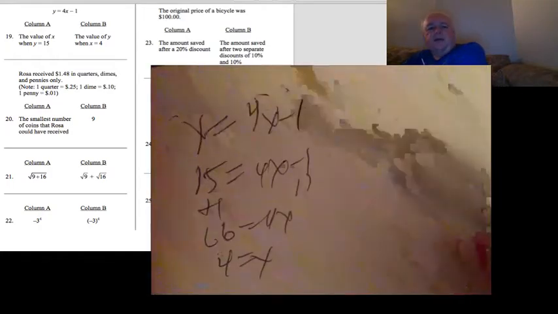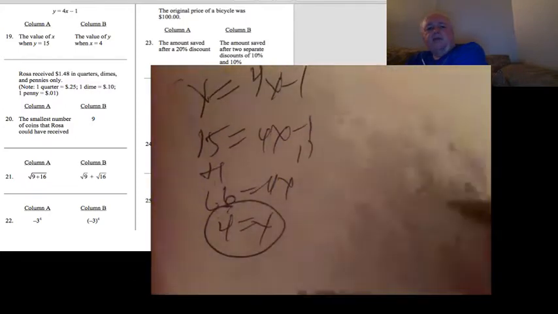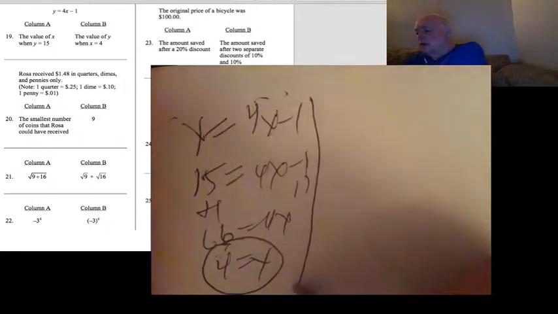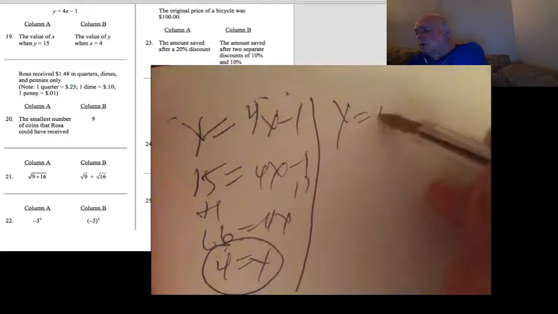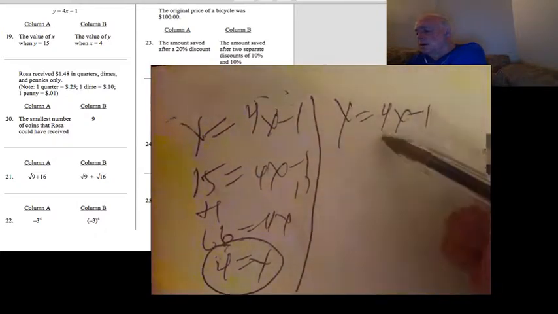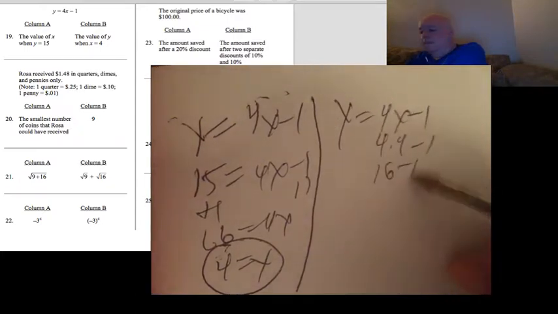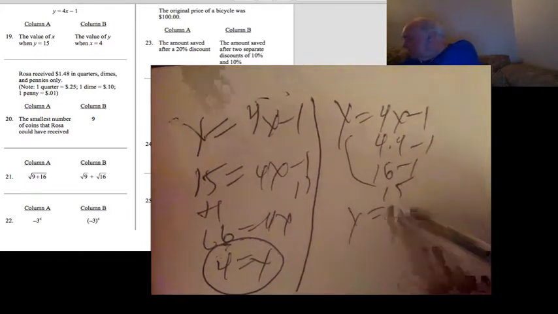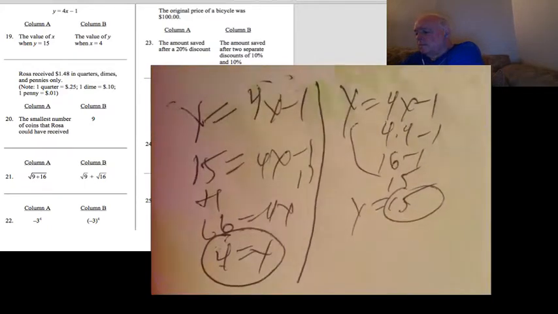So let's try to solve it for what B is saying. B is saying y has a value when x is 4. So y equals 4x minus 1. If we replace it by 4, we get 4 times 4 minus 1. We get 16 minus 1, and we get 15. So y is 15 here. So we have 4 versus 15 is really what it's asking us to do. So our answer would be B, because this side is a higher number.